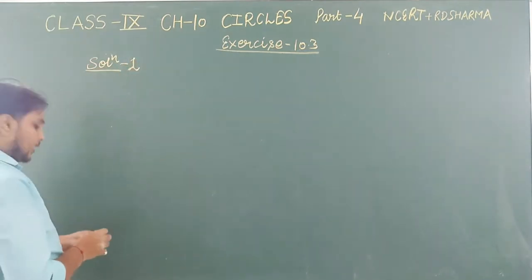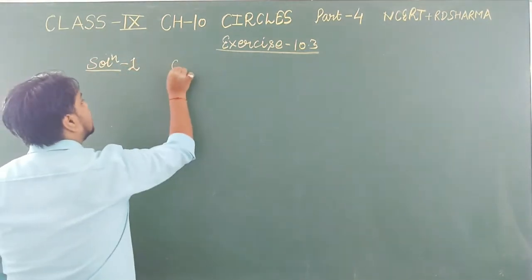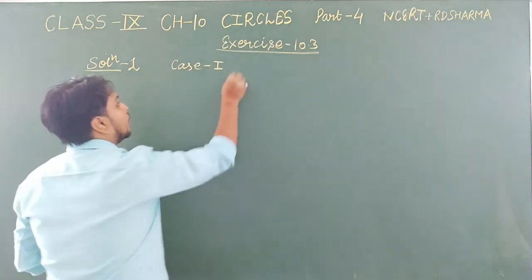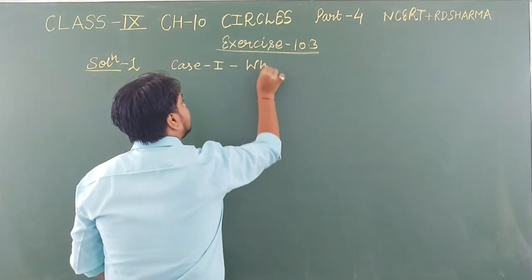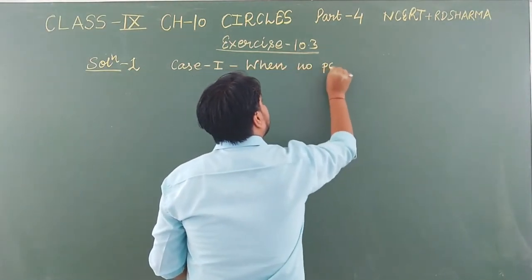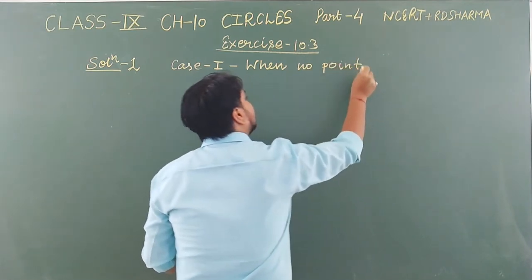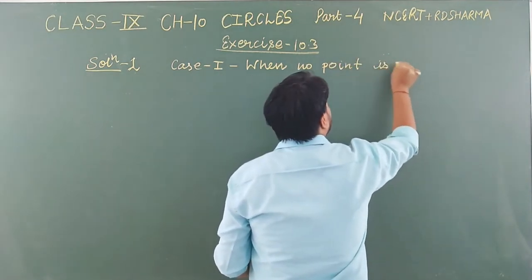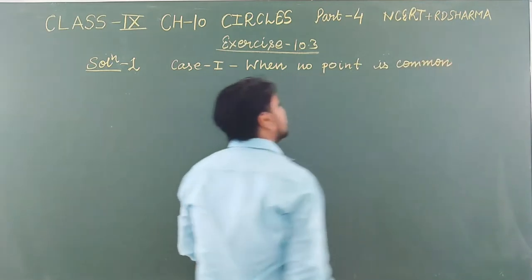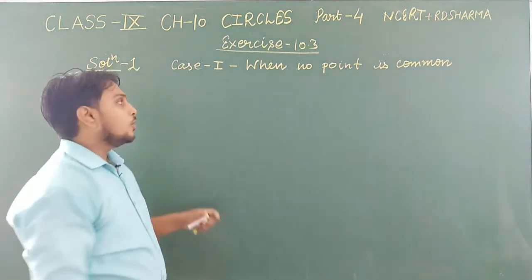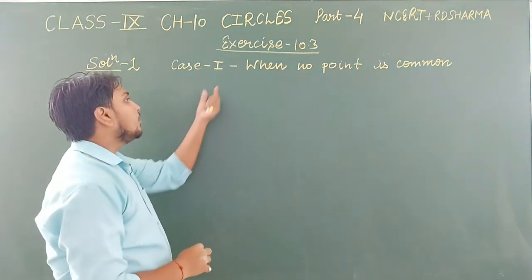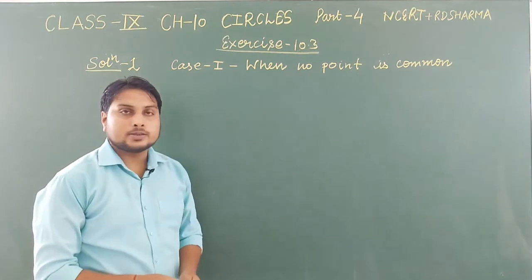Okay, so three cases will arise. The first case is what? When no point is common. Okay, we have to draw the pairs of circle, and three cases are possible. In that, the first case is when no point is common.